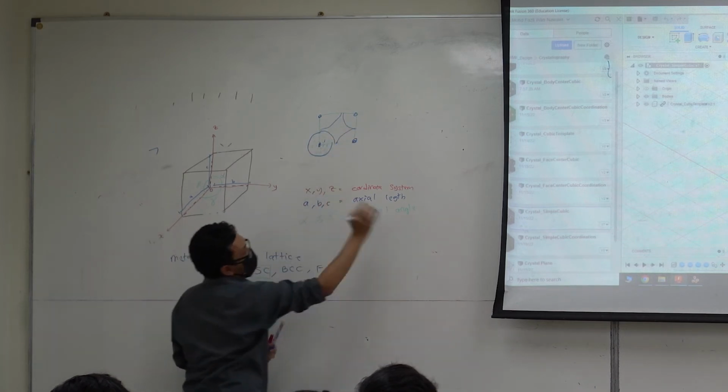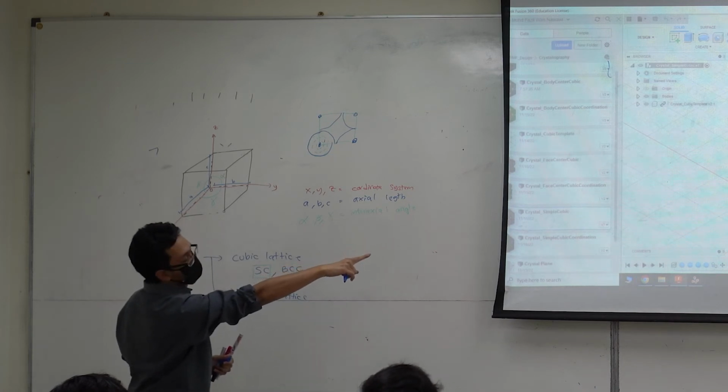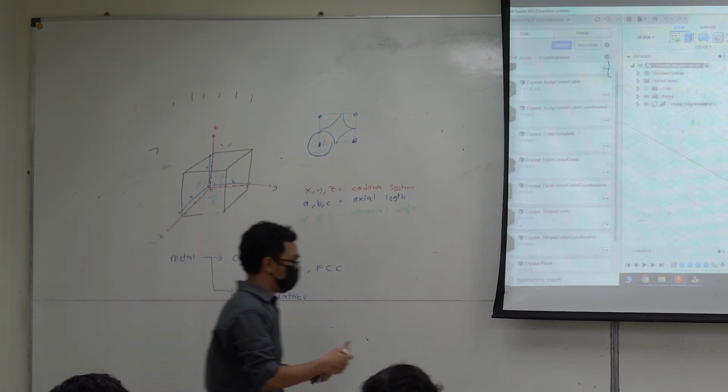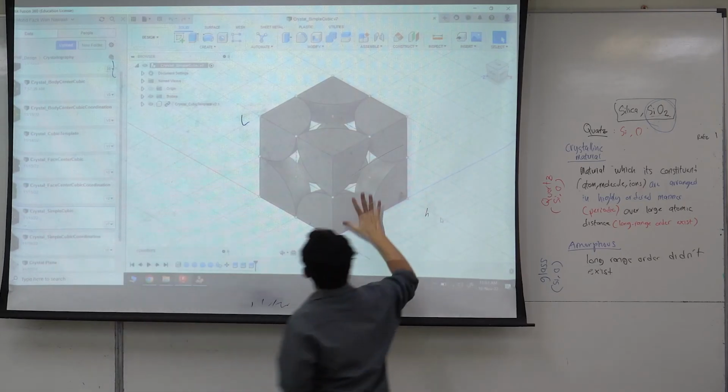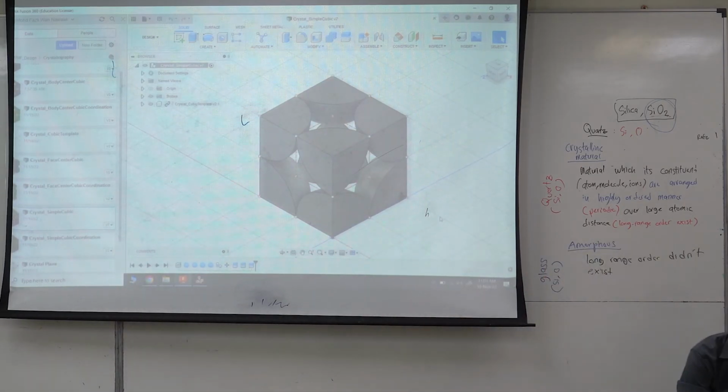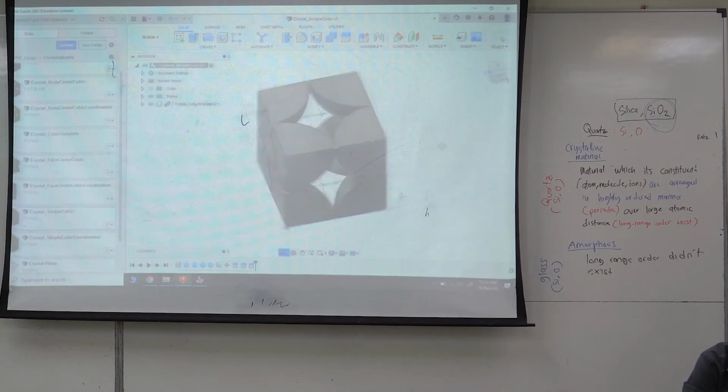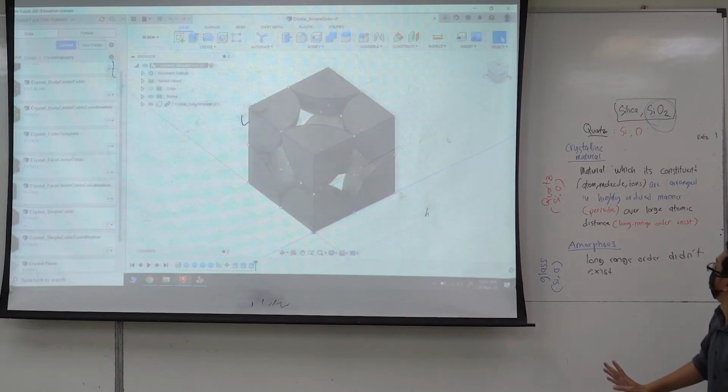So that is the thing in 3D. This is how the atom is arranged in what we call a simple cubic lattice.